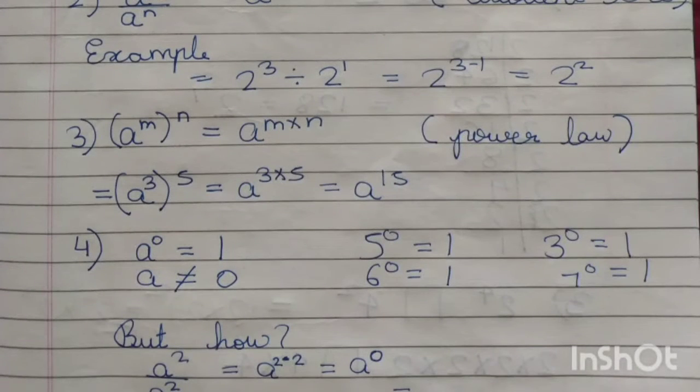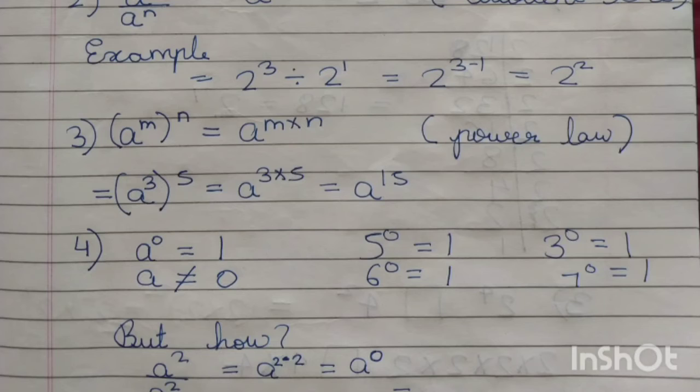What happens, and why does it happen? Now a to the power m, whole to the power n, results in a to the power m into n. Like a number to the power 3, brackets, to the power 5 will be a to the power 3 into 5, which is 15. Now doing it with a number, let's take the example of 2. 2 to the power 2, and then a bracket to the power 5. So you will do 2 into 5, that is 2 to the power 10.